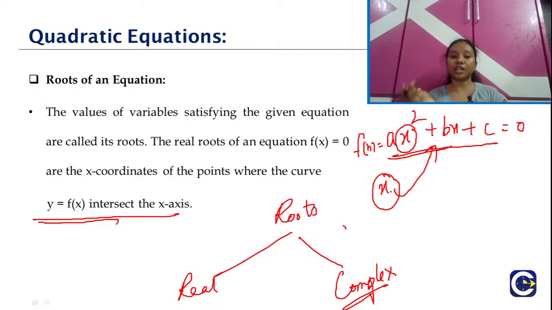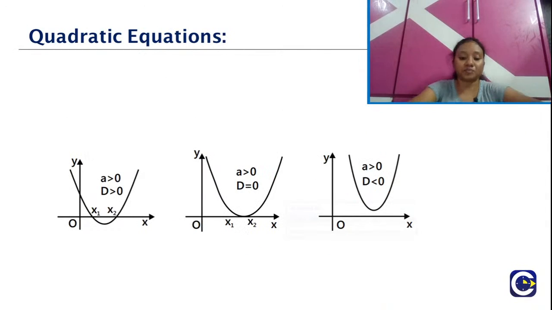So how can we say that? Whatever the x values which are satisfying the curve, which means when the curve is intersecting the x-axis, those points will be the solutions of the quadratic equation. So let's see the graphs and understand it. The graph will be different based upon the coefficients here as well as the discriminant.